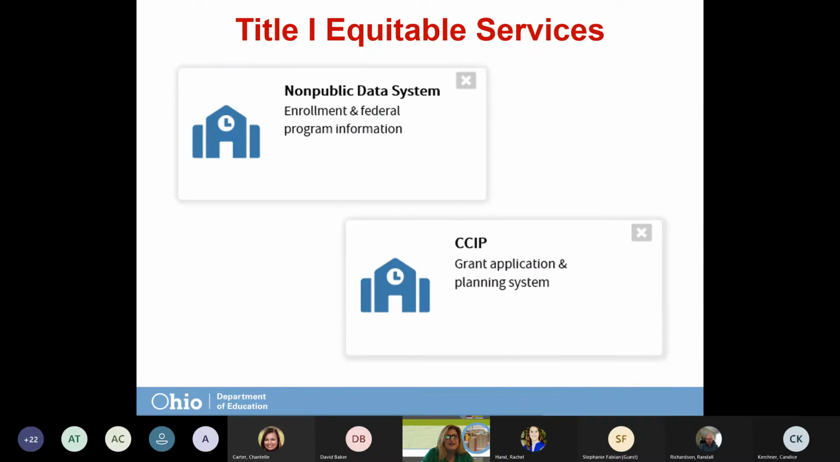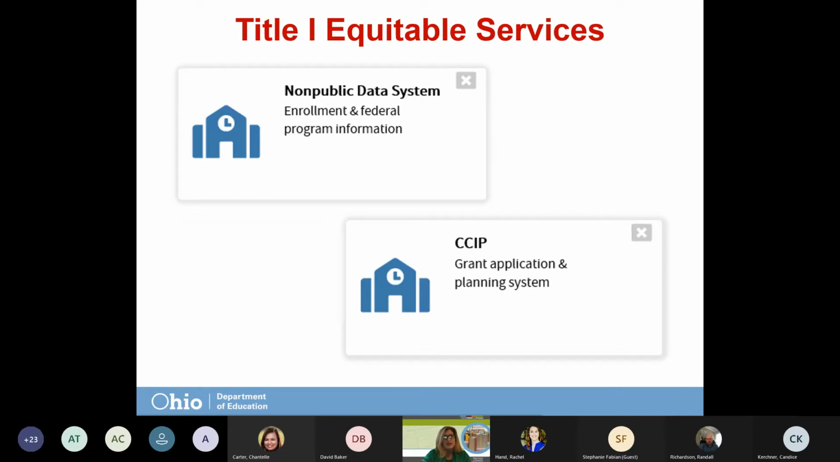In Ohio, our data systems interface to calculate and display equitable service amounts for districts. Non-public principals enter data in NPDS, and that data is used by CCIP in the equitable service calculations. The period is currently open for non-public principals to do this reporting in NPDS. We're not going to cover the NPDS system today, but CCIP Note 467 was released when the system opened. I would encourage you to read through the user manual and instructions. If you have questions, please reach out to us.